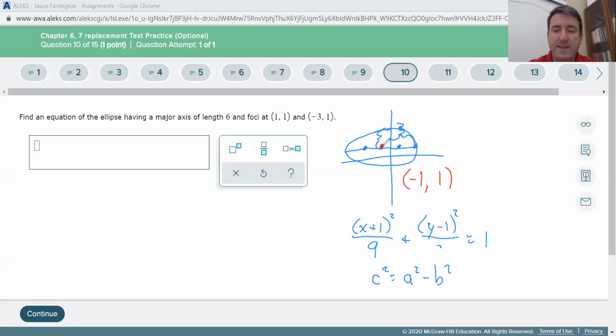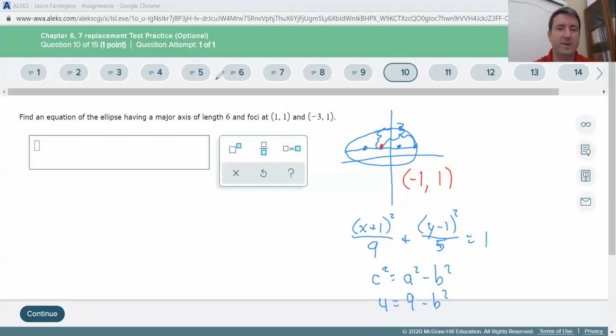And we know that c is this distance here, which is 2, the distance between that center and the point in between -1, 1 and 1, 1. That distance is 2. So 2 squared is 4. And this distance a, we already said, is 9. So 4 is equal to 9 minus b squared, which means that b squared has got to be 5. And so this number right under here is 5.